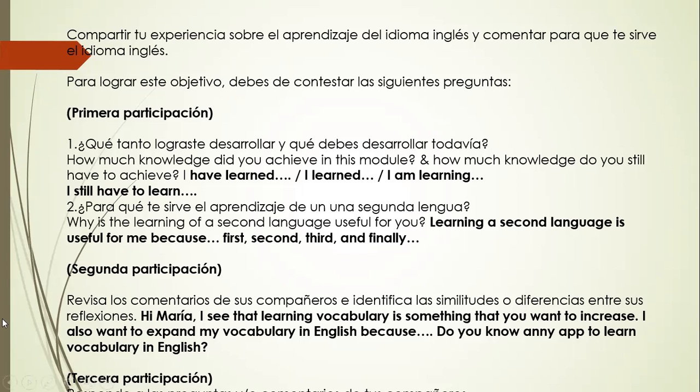In your second participation, you have to check the comments of your classmates, and you have to identify similarities and differences. For example, hi Maria, I see that learning vocabulary is something that you want to increase. I also want to expand my vocabulary in English because, do you know any app to learn vocabulary in English? So this is one suggestion. Remember that you have to check your partner's comments and identify some similarities and differences or things that you have in common with him or her.